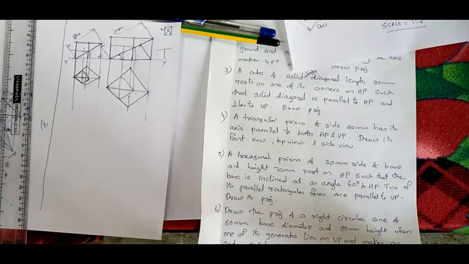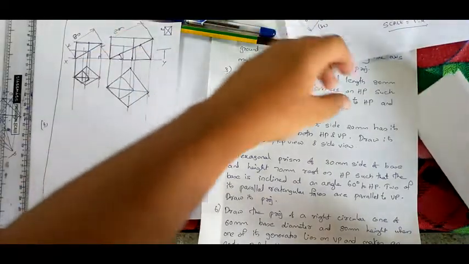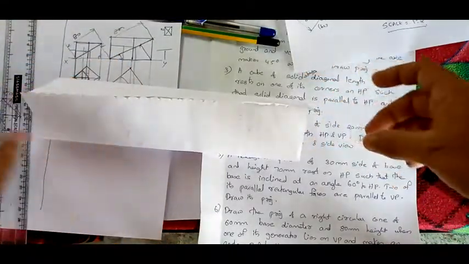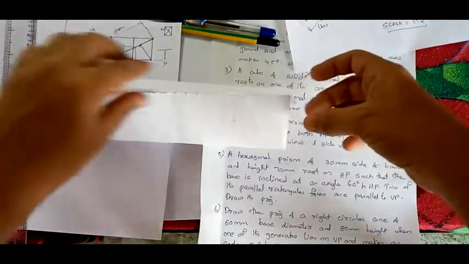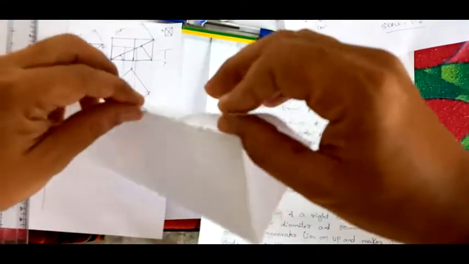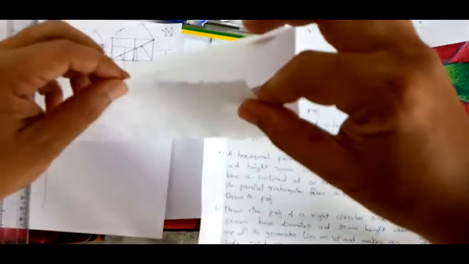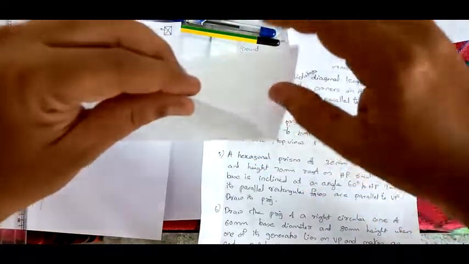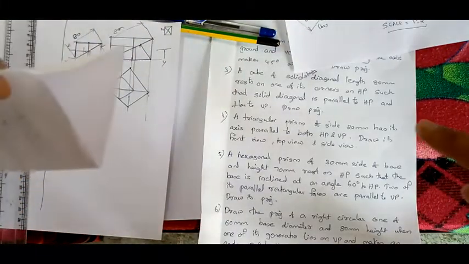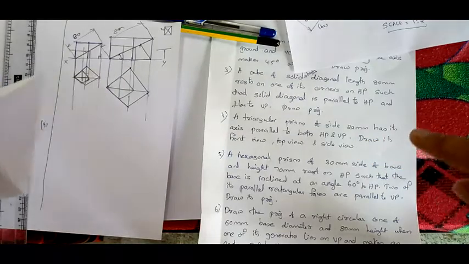I'll show you a triangular prism. See, this one is a triangular prism, right? You are having a triangular prism. Here, a triangular prism of side 25, axis parallel to both HP and VP.